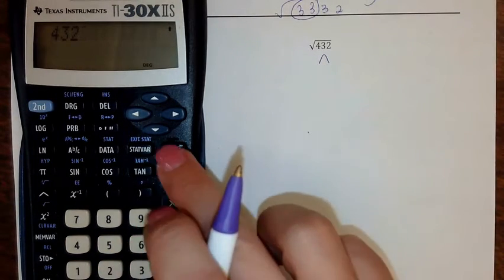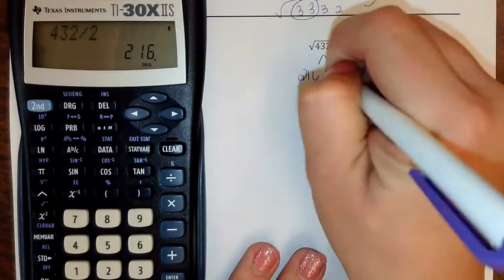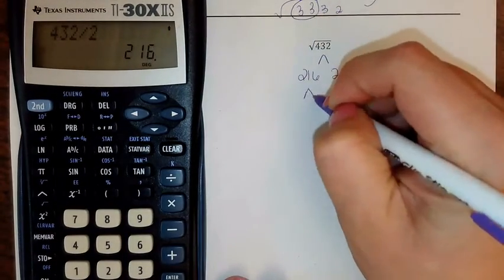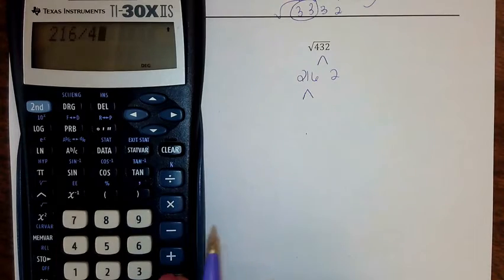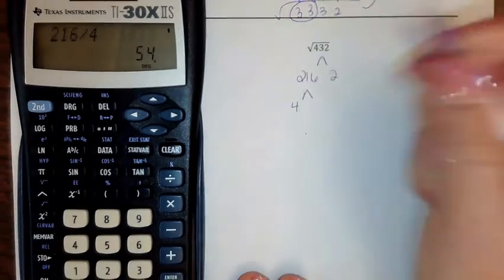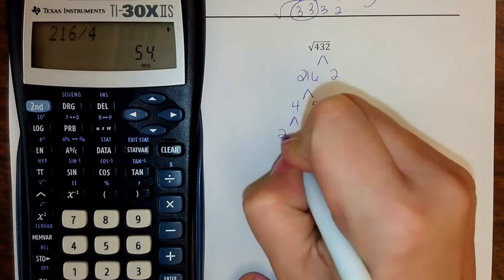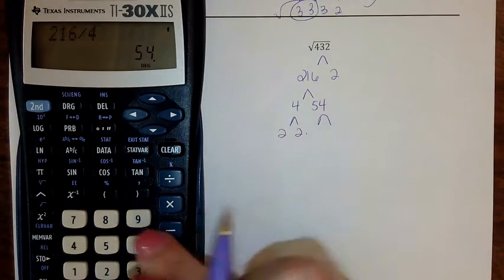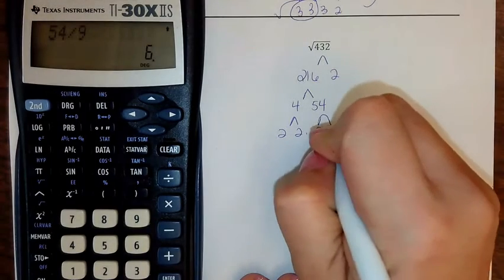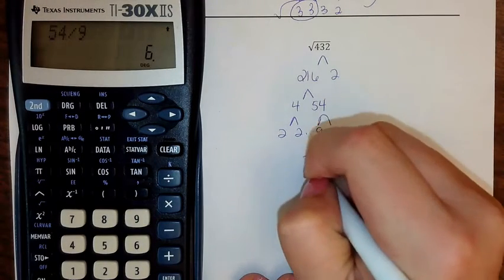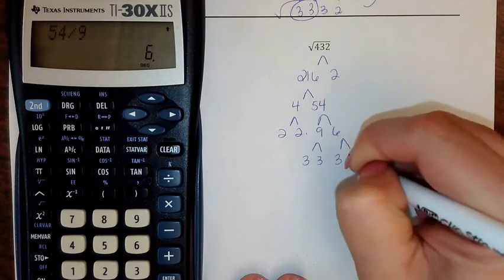432 divided by 2 is 216 times 2. Then 216, I wonder if 216 is divisible by 4. It is. And again, I can go in whatever order I want. 4 can break down into 2 and 2. 54, isn't 54 divisible by 9? Yep. 9 and 6. 9 is 3 and 3, because 3 times 3 is 9. And 6 is 3 and 2.